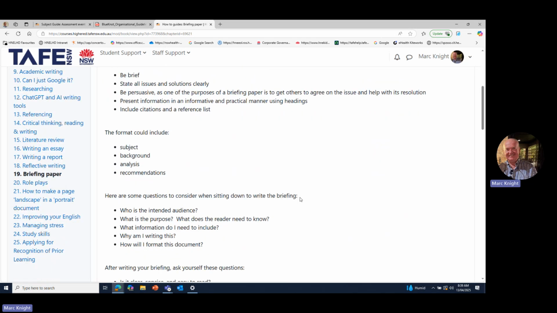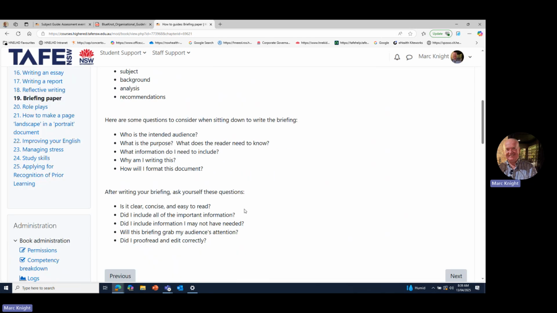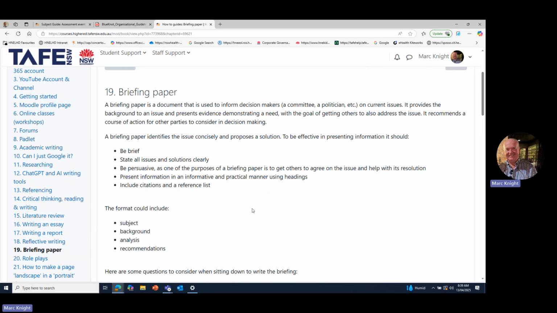Consider who you're writing this for. So you're writing it for management. So that's what its purpose is. It's for management. And so there's your tips and tricks for writing a briefing paper.